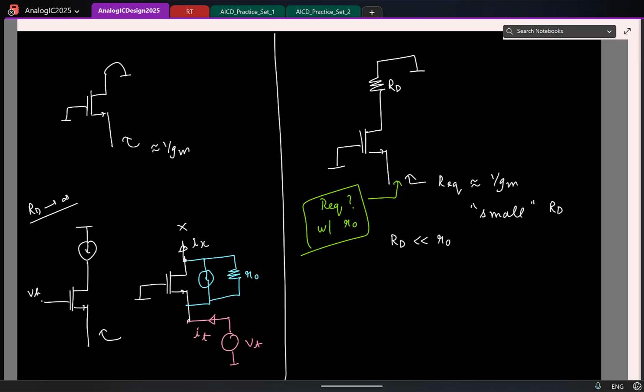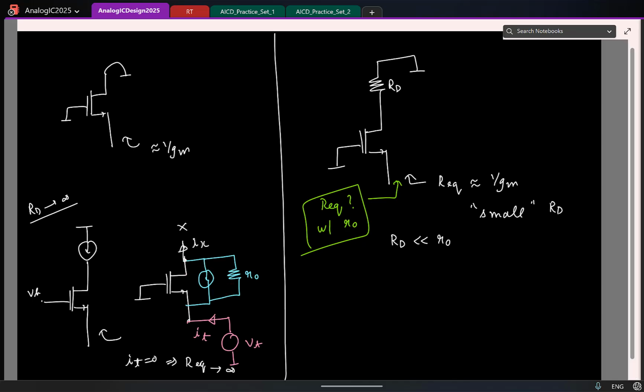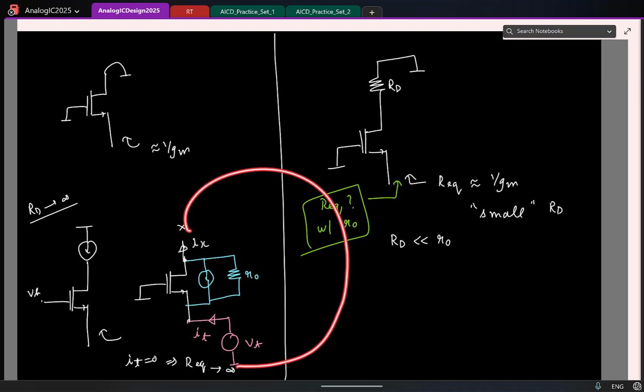So in this case, what is the equivalent resistance? Infinity. Of course, you have this gm vt current, but that will basically circulate within R0 itself. None of this current will come out here. Because remember, current requires a closed path to flow. If you make sure this is an open circuit, no current flows.